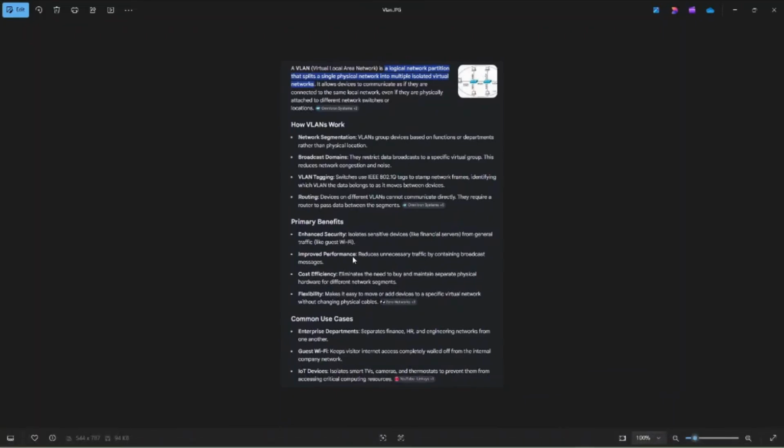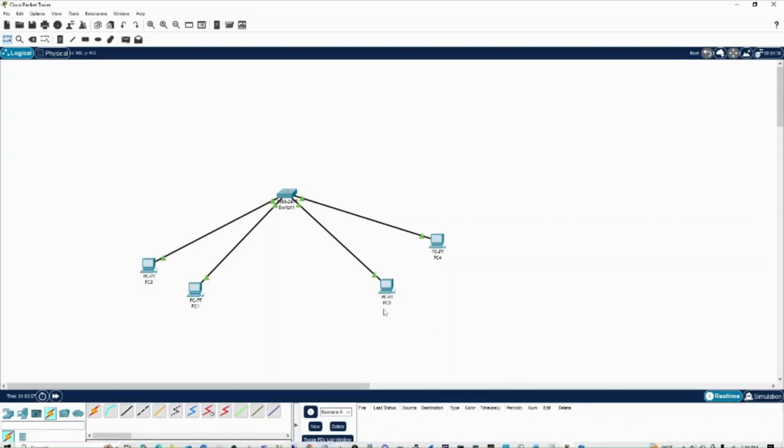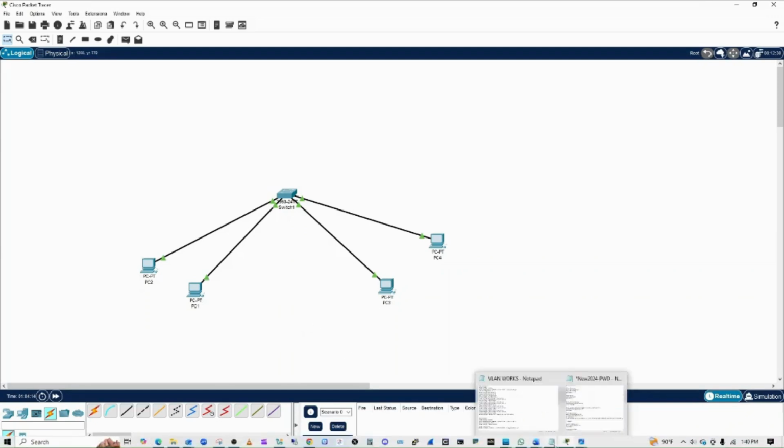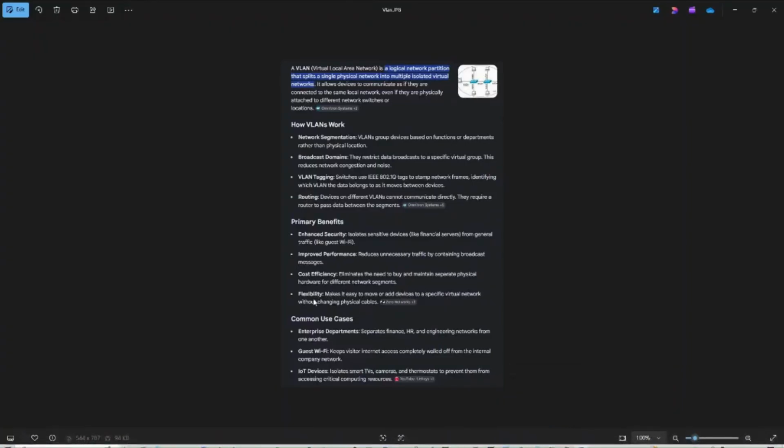Number 2, performance. This reduces unnecessary traffic by containing broadcast. Like I said, if this computer sends a broadcast here on the switch, this broadcast can't cross to these two computers because they're on a different VLAN. So it will only be able to talk to this computer. That will be reducing the noise and enhancing the traffic. Cost efficiency: it is efficient because you don't need to buy many devices to separate your network. You can use only one switch and then you're good to go.